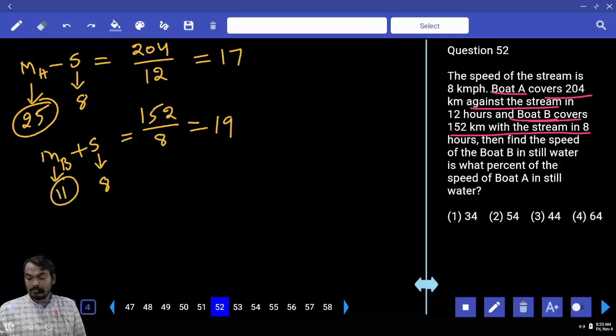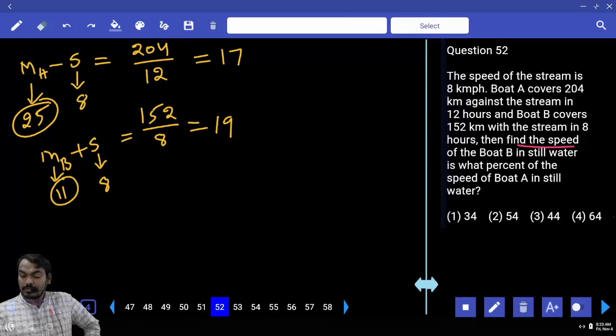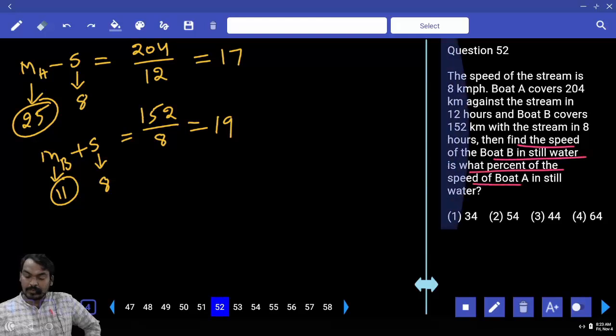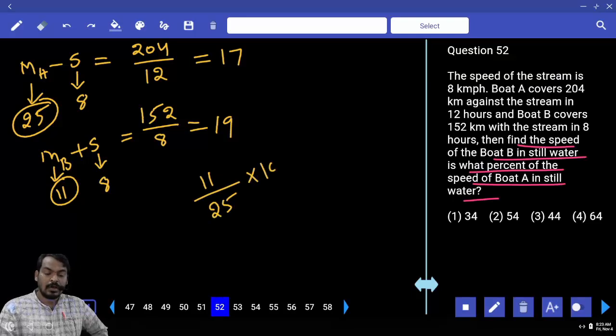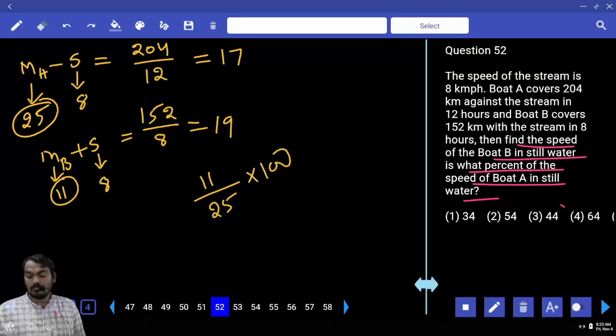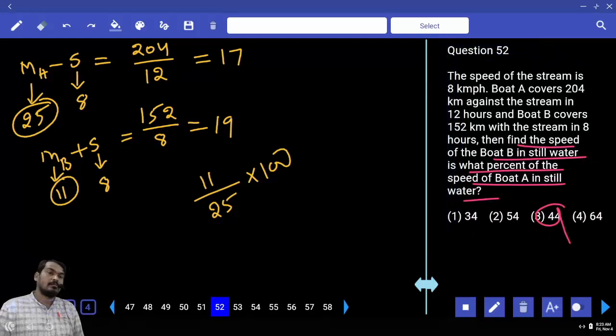What is the question here? Find the speed of the boat B in still water is what percentage of the speed of boat A in still water? What is the B value? 11. Upon which one? 25 into 100 or not? 44. B is what percent of A or not? B means 11 parts, A is 25 parts. 11 by 25 into 100. How much percent? 44%.